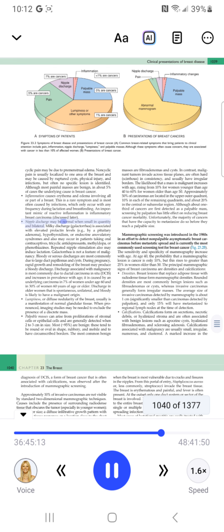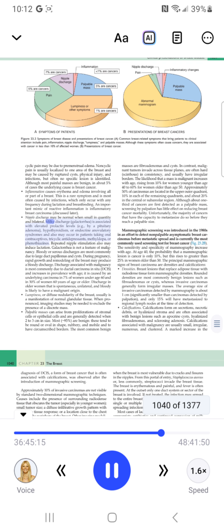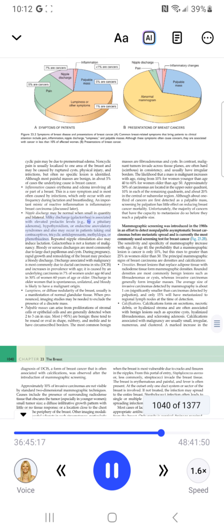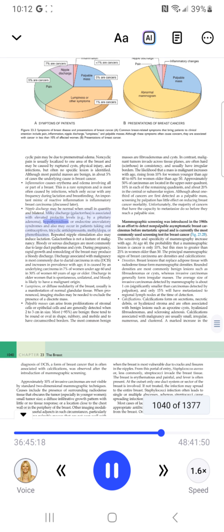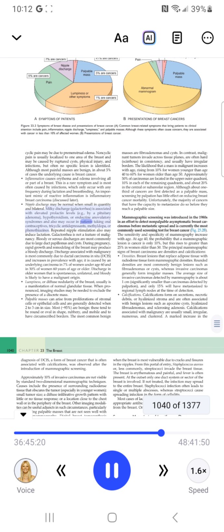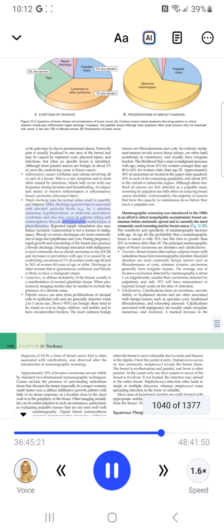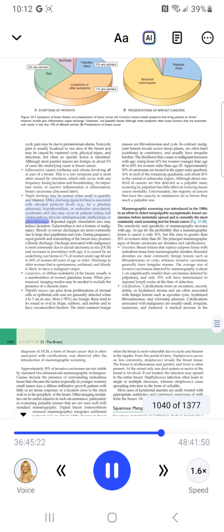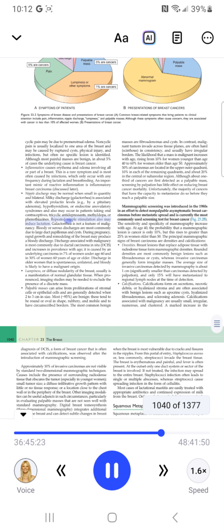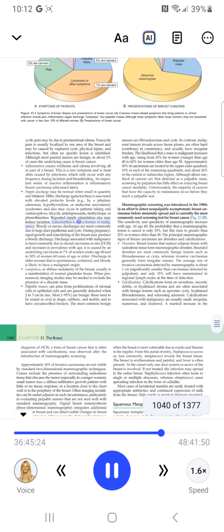Nipple discharge may be normal when small in quantity and bilateral. Milky discharge, galactorrhea, is associated with elevated prolactin levels, e.g. by a pituitary adenoma, hypothyroidism, or endocrine anovulatory syndromes, and also may occur in patients taking oral contraceptives, tricyclic antidepressants, methyldopa, or phenothiazines. Repeated nipple stimulation also may induce lactation. Galactorrhea is not a feature of malignancy.